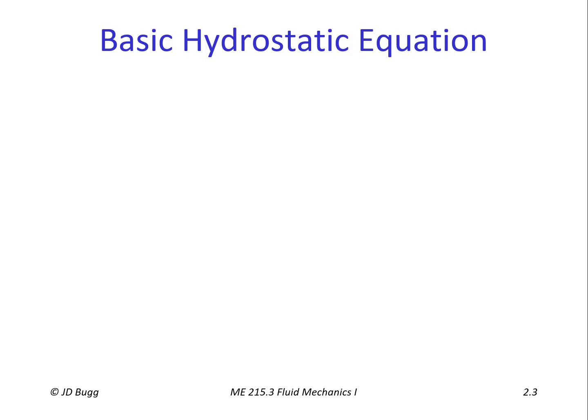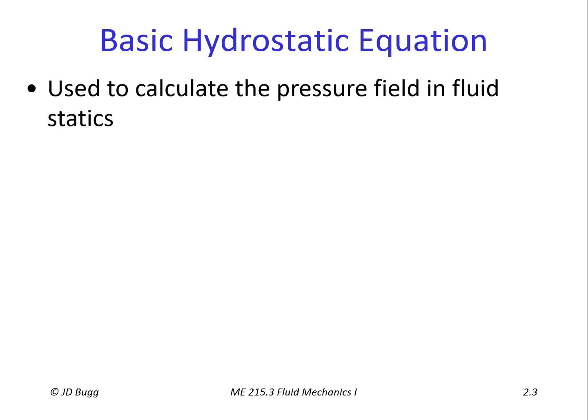So the basic hydrostatic equation will tell us how the pressure changes as we move from point to point in a fluid that is in a hydrostatic state. So that's what it's used for. It's used to calculate the pressure field in fluid statics. So how does the pressure change as we move around in the fluid? That's always going to come from the basic hydrostatic equation.